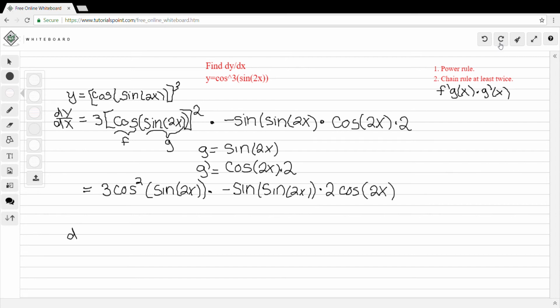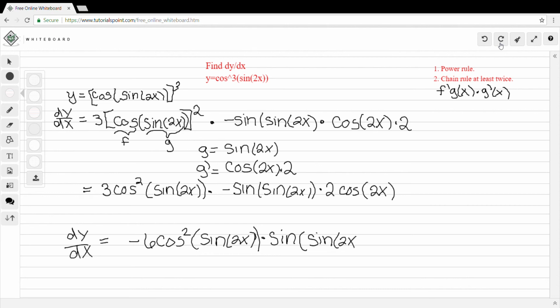And then if we actually clean it up more, our dy/dx is negative 6 cosine squared sine 2x times sine of sine of 2x times cosine of 2x. And that's your final answer.